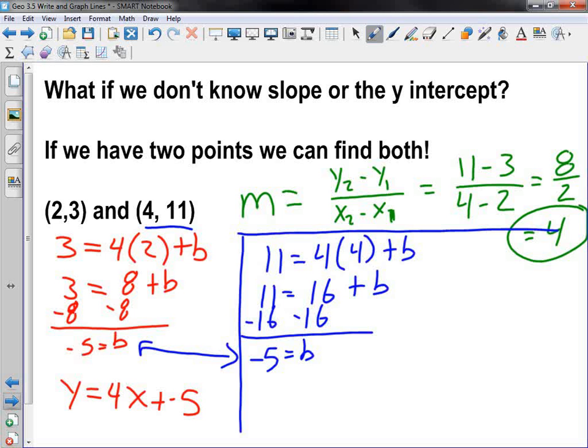Although, if I ask Griselda, which one would you rather do math with, 2 and 3 or 4 and 11? Why? They're smaller, right? Usually smaller numbers are easier to do math with, right? So if you choose the one that's easier to do math with, it might save you a little bit of a headache down the road.